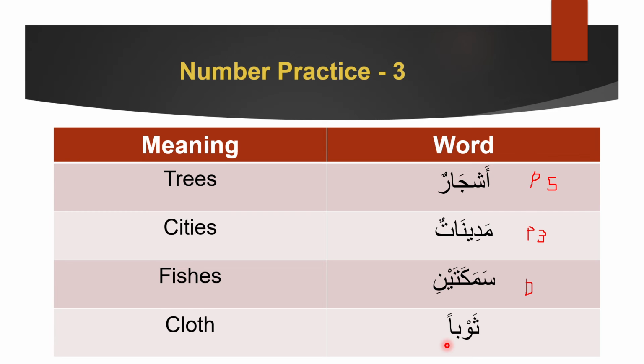Next, sauban. Sauban. Ending combination is obviously ending sound. Next, is this broken plural or singular? Cloth. Cloth is just one thing, so it's a singular. It's not a broken plural, it's singular. Alright, so now let's move forward.